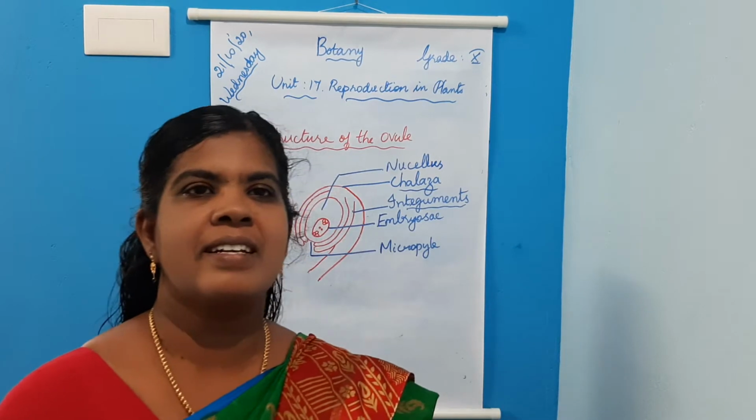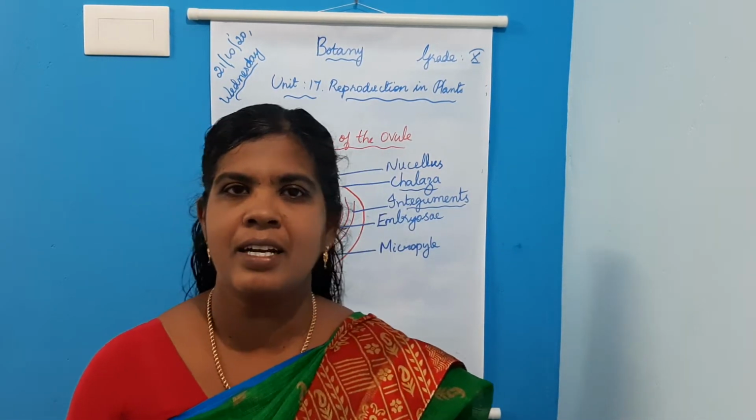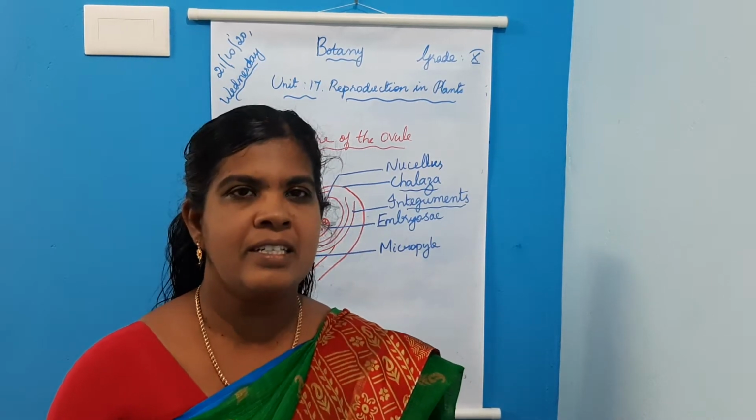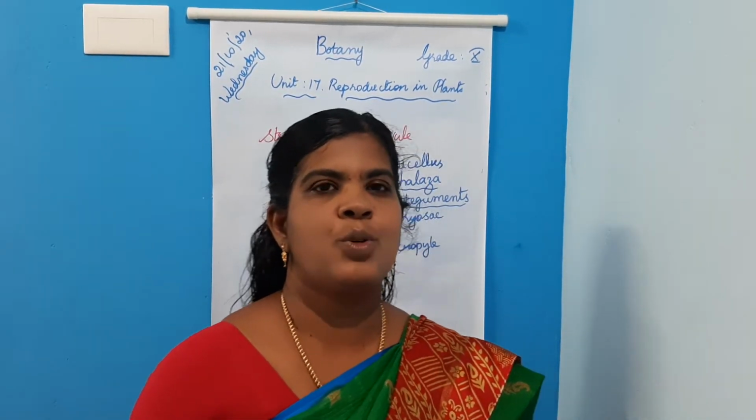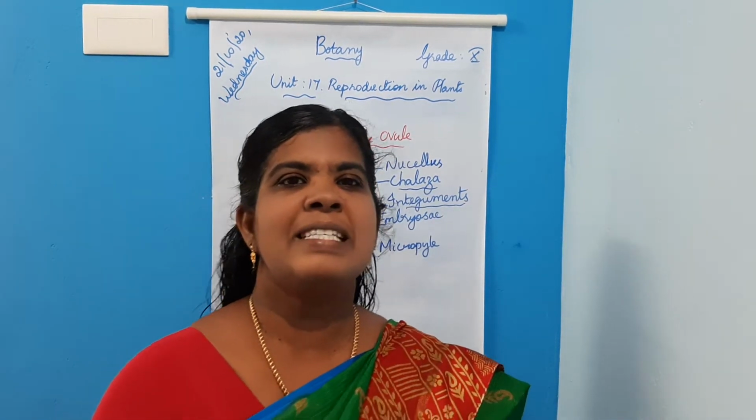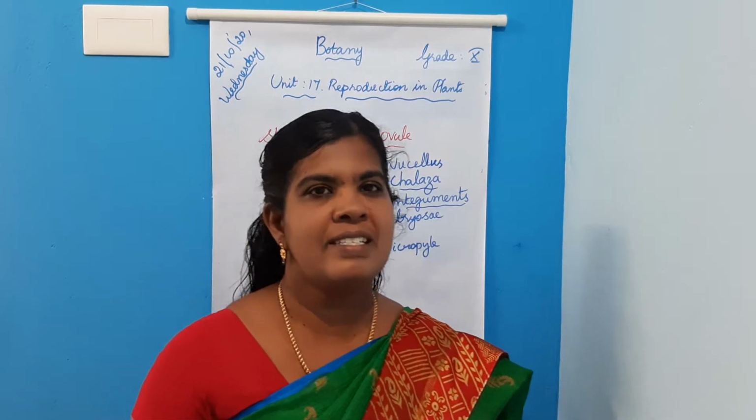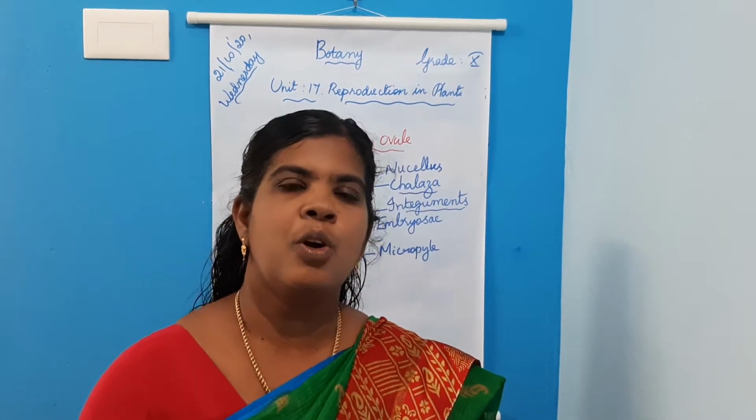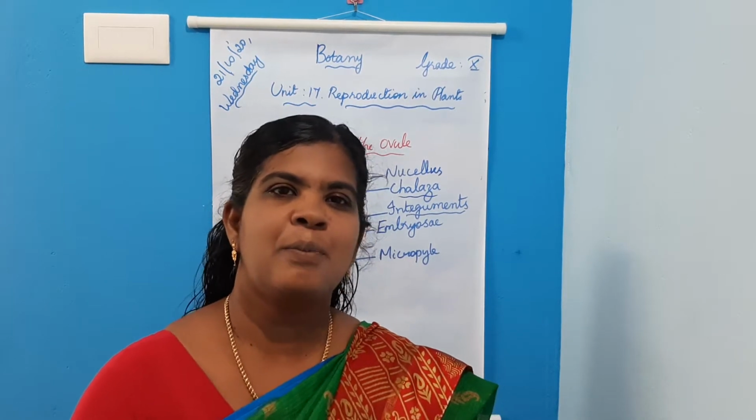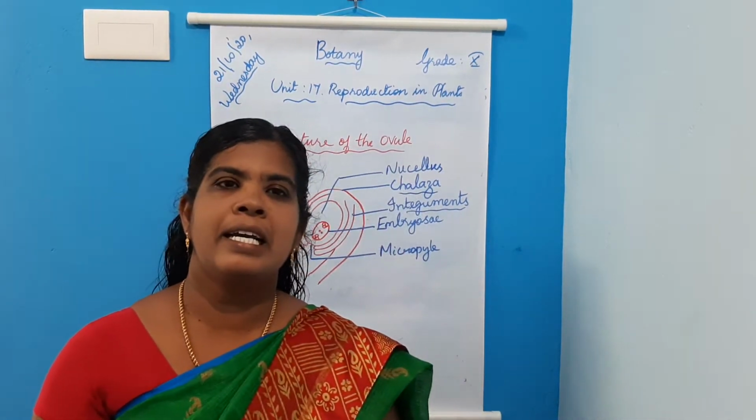Children, in the previous class, we all learned about the methods of reproduction in plants, isn't it? What are the methods of reproduction in plants? Vegetative, asexual and sexual, isn't it, ma'am? Which is the sexual reproductive part of a plant? Flower. Flower is the sexual reproductive part of a plant, isn't it? You all know the parts of a flower. What are the parts of a flower? Calyx, corolla, androecium and gynoecium.